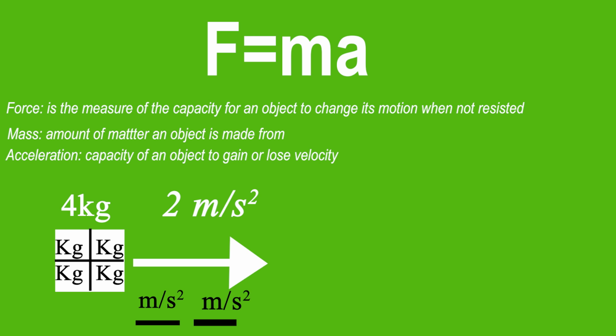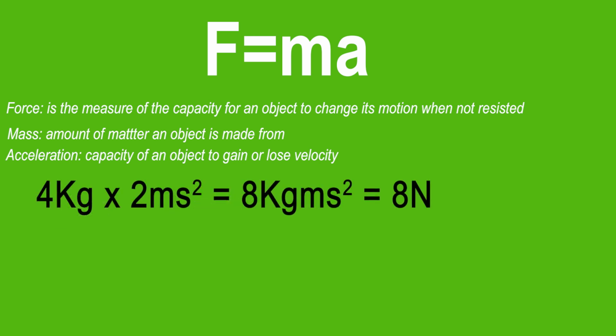Now because we broke this object down into unit kilograms, all those unit kilograms have to all accelerate at 2 meters per second squared. I can't just have 1 unit kilogram accelerating, otherwise the object would just fall apart. So in actuality, the entire 4 kilograms of this object is going to accelerate at 2 meters per second squared, and it would look like this. What's interesting is if you count the meters per second squared arrows, you have 8 of them. And if you multiply 4 by 2, you also have 8.